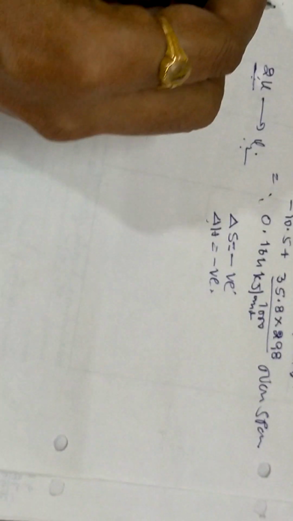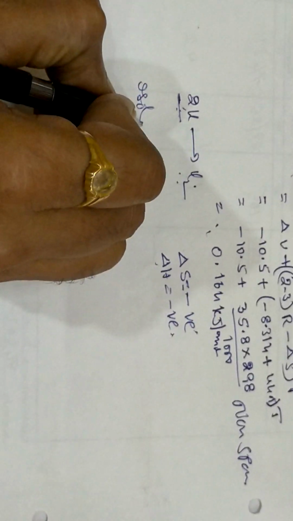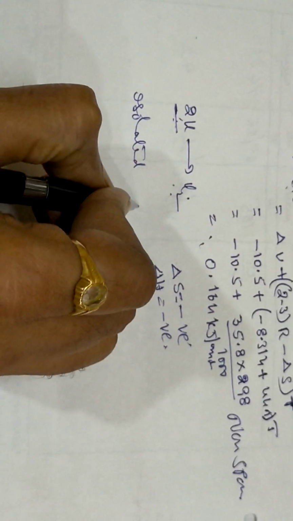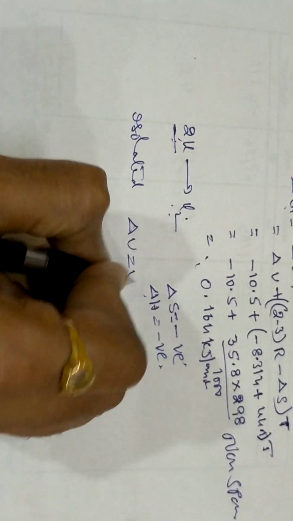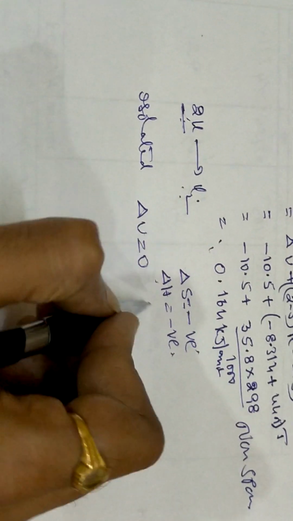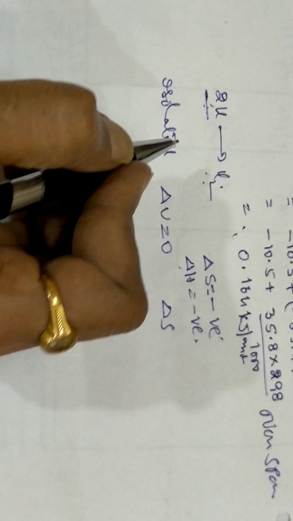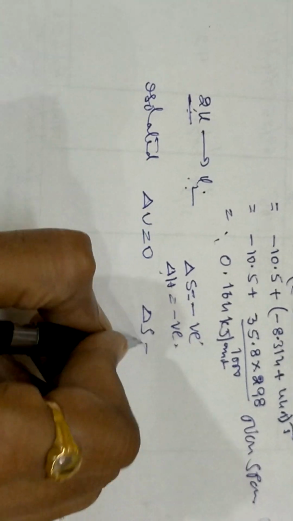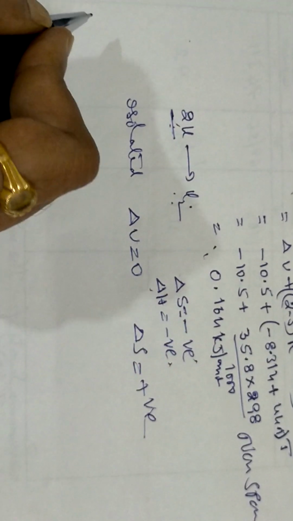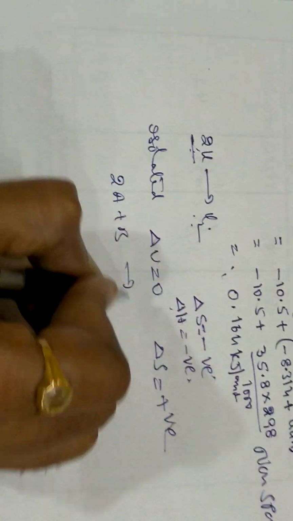Right. One more question is for an isolated system. Isolated system means immediately delta U equals 0. Then what will be the delta S? Delta S will be positive. Why? Whatever the energy is, that is for the free motions of the atoms. Delta S is positive.